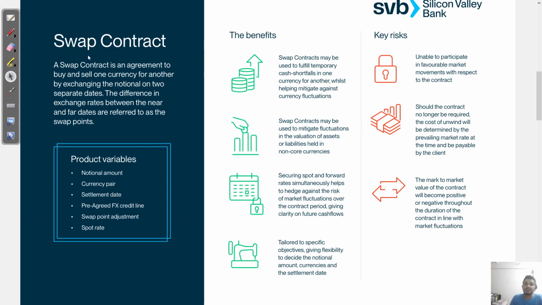As it's written here, it is an agreement to buy and sell one currency for another by exchanging the notional on two separate dates. Similar to FX forward, right? The difference in exchange rates between the near and far dates is referred to as swap points. The swap contract consists of these two legs, a near leg and a far leg. Again, talking about variables, it's the same: notional amount, currency pair, settlement date, swap point adjustment, and spot rate, that is today's rate. Now let's try to understand with an example.